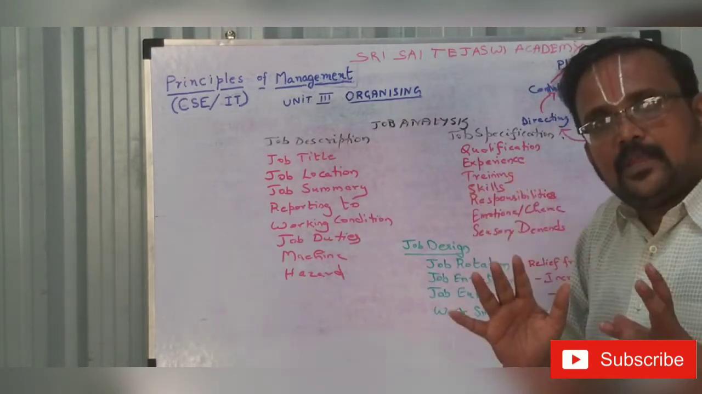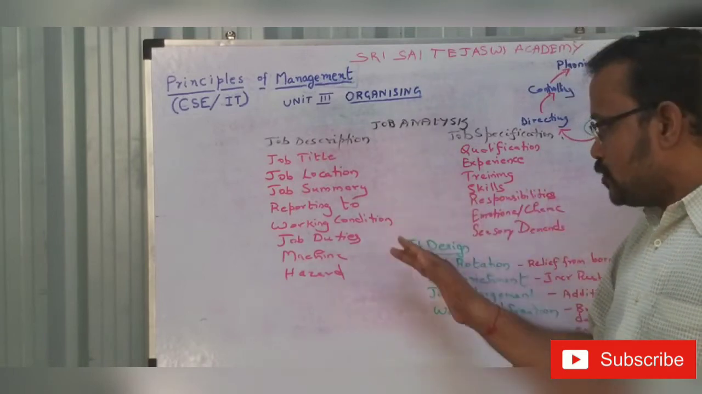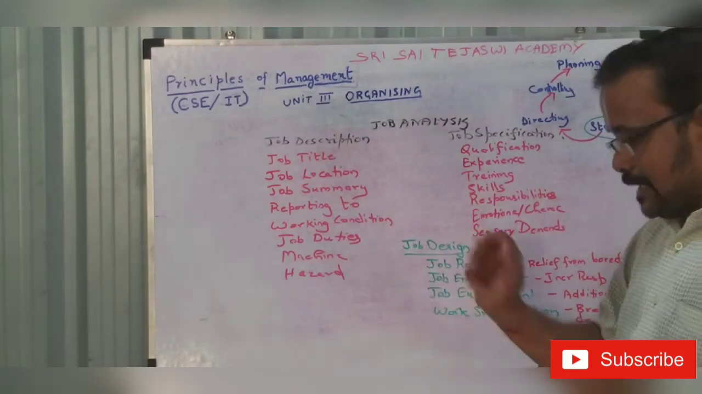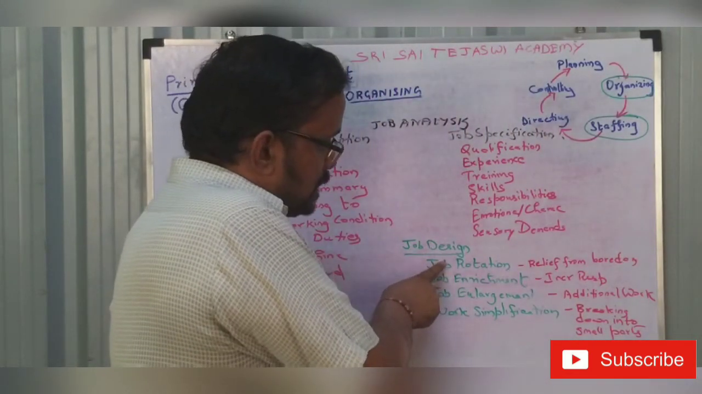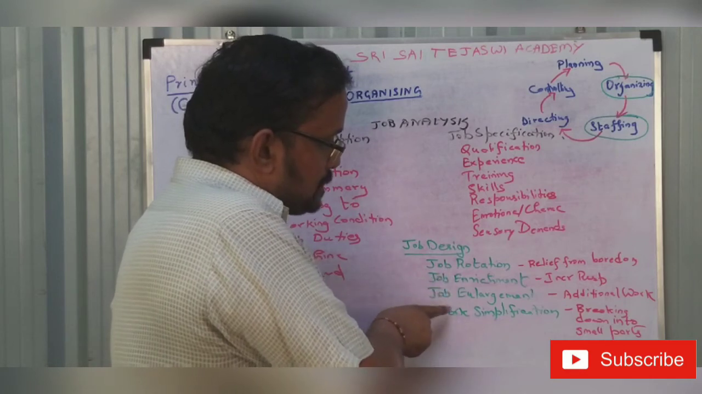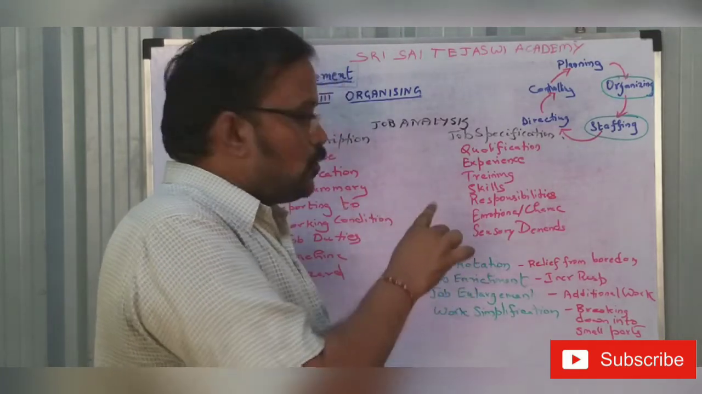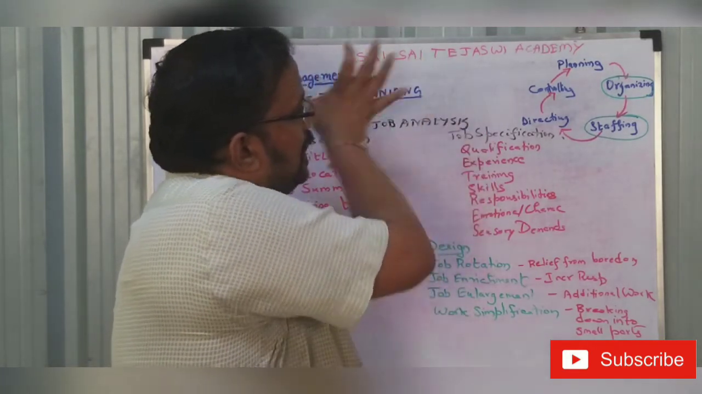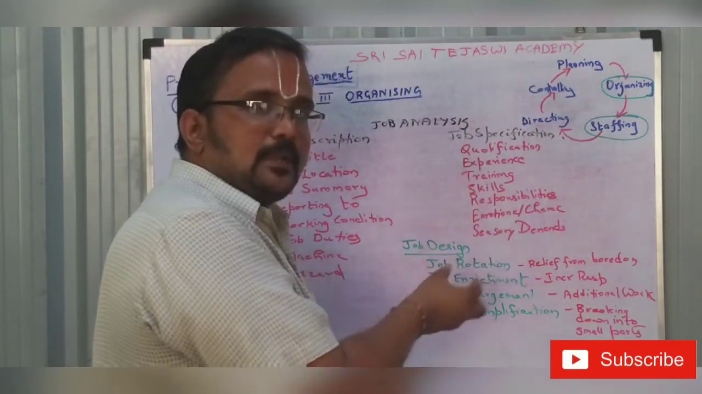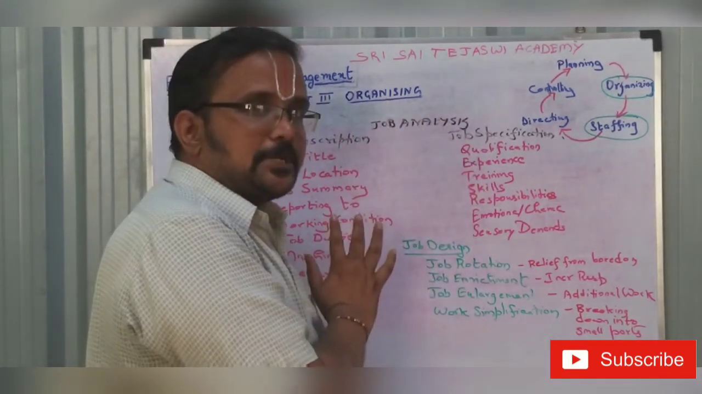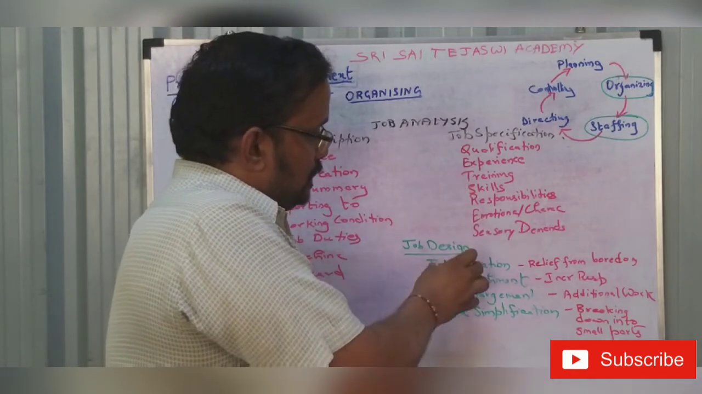Think about it. If you have any doubt, discuss in the class with the teacher, or you can put it in the comments. Now, job design. Job design will be job rotation, job enrichment, job enlargement, and work simplification. I have listed these out. You can write job design in the center, place four boxes for each, and then explain briefly. It will be a good presentation. This subject is all about presentation, so you need to be careful with this.